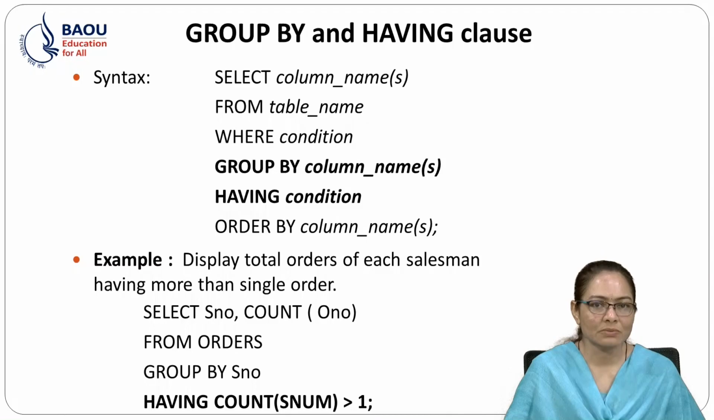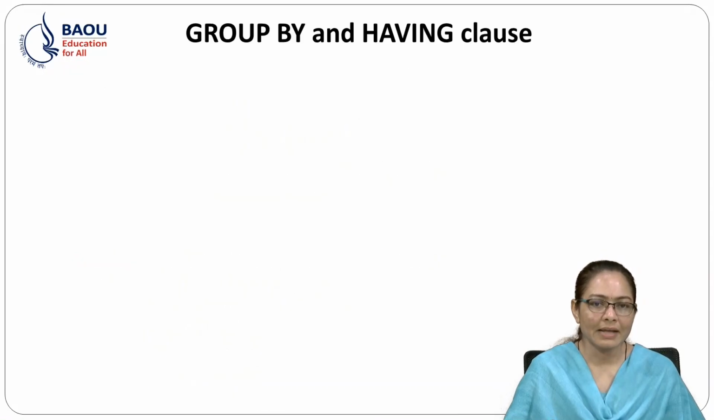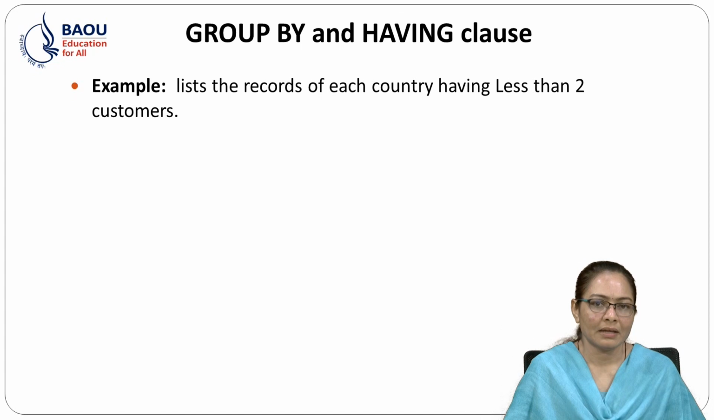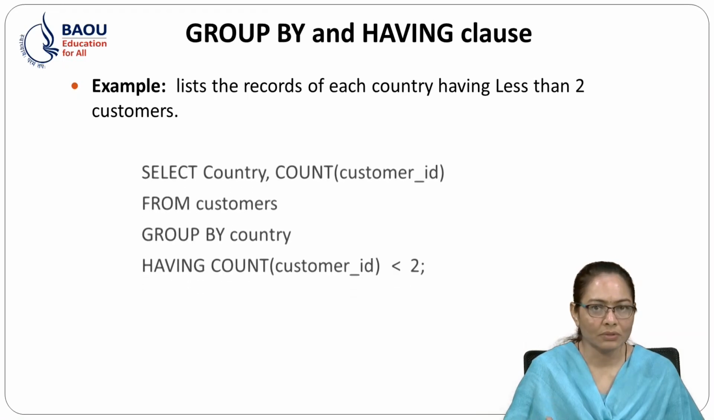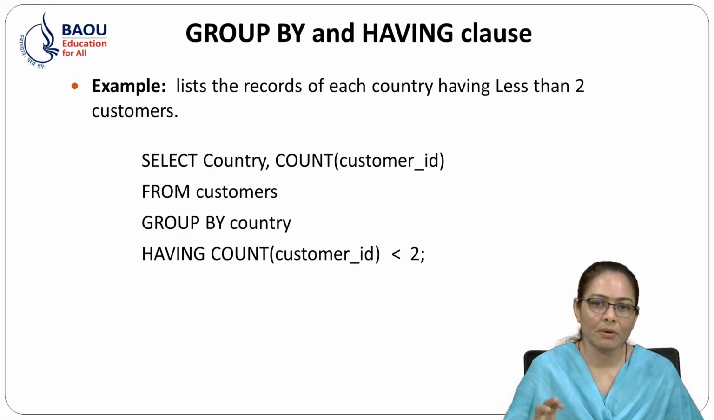Now the next one is another example of group by clause with the having clause. Write the SQL statement: list the records of each country having less than 2 customers. Select country, comma, count of customer ID from customers, and then group by country. And the last one, the having condition: having count of customer ID less than 2. We want the records of each country having less than 2 customers.